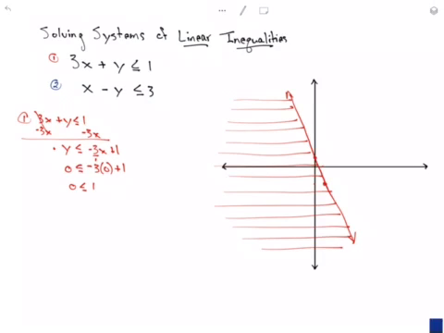Now I'm going to go back and do my second line. This one's nice and easy. I'm going to do this one in blue. It is x minus y is less than or equal to 3.